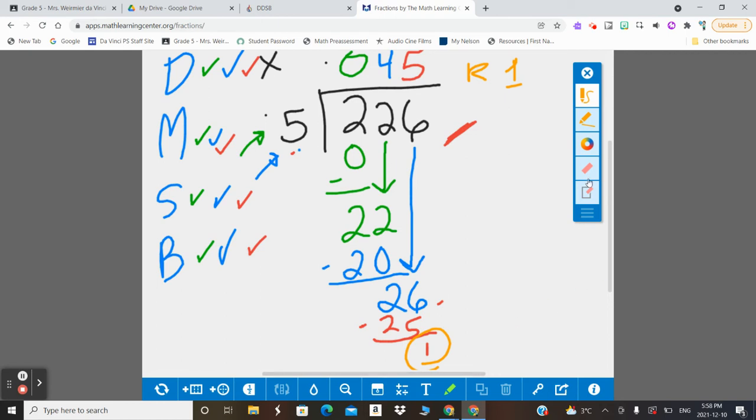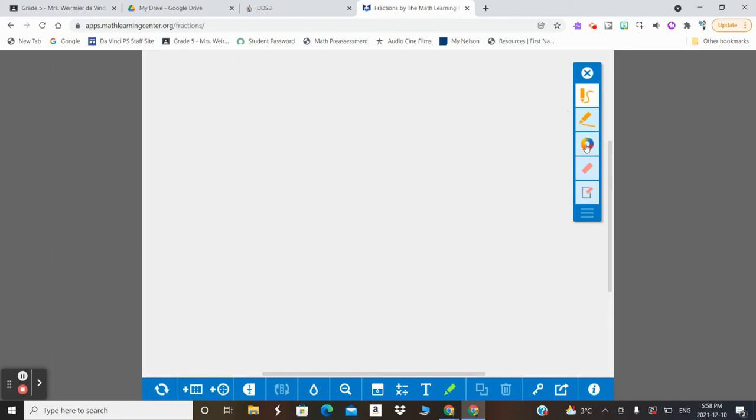I'll clear the screen. We'll do one more. Okay, so you don't have to write out the DMSB, but I find when learning it, it's usually the best strategy to have it written down. All right, let's do another one.